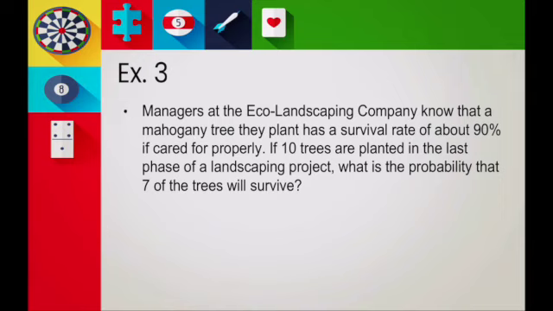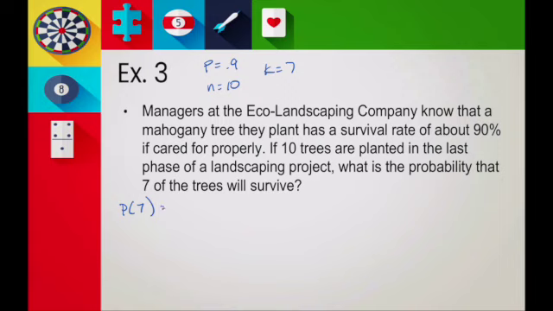Managers at the Eco Landscaping Company know that a mahogany tree they plant has a survival rate of about 90% if cared for properly. We just did this. If 10 trees are planted in the last phase of a landscaping project, what is the probability that 7 of the trees will survive? Our probability of survival is 90%. Our total N is 10, and our K is 7.